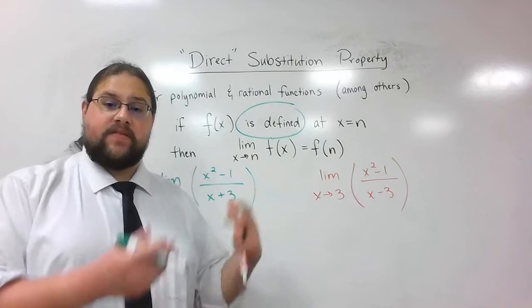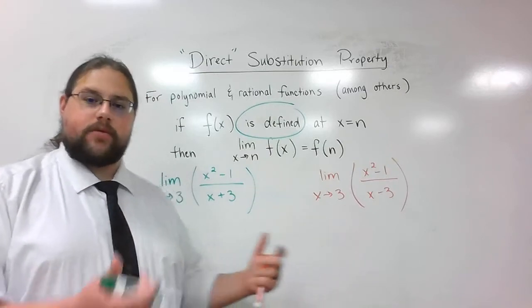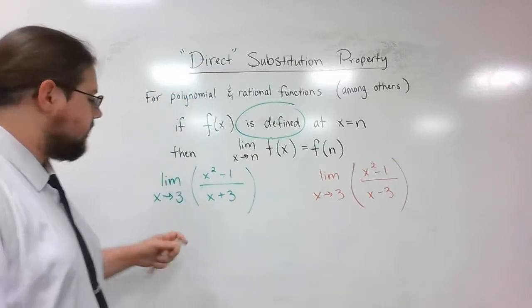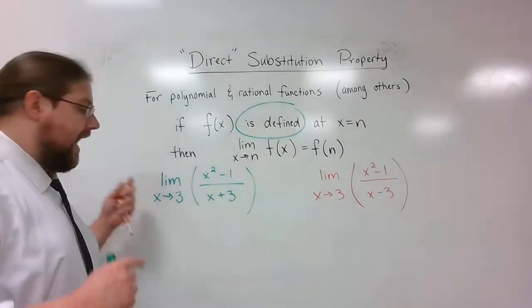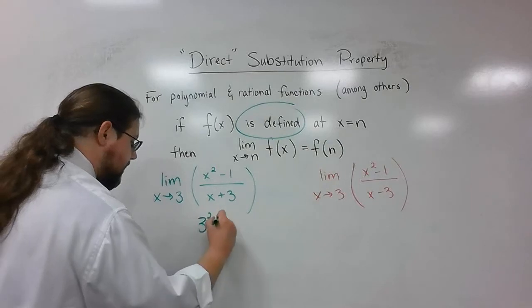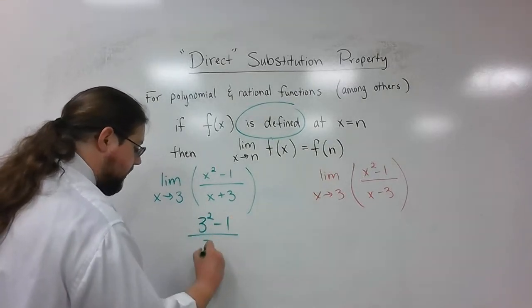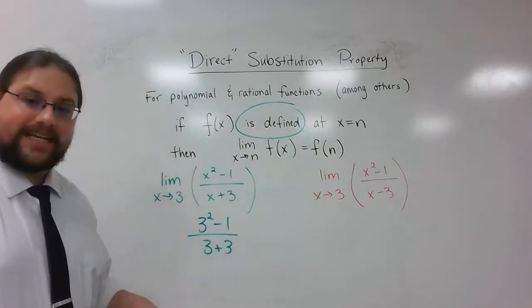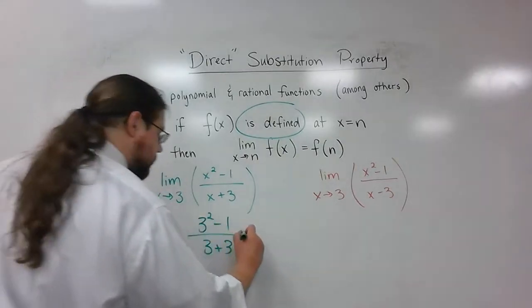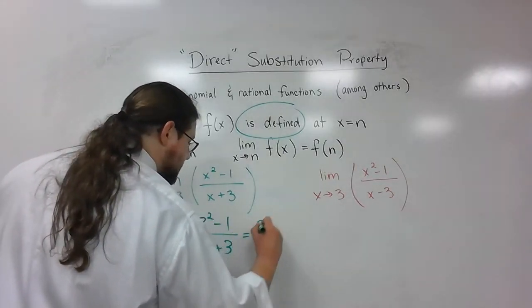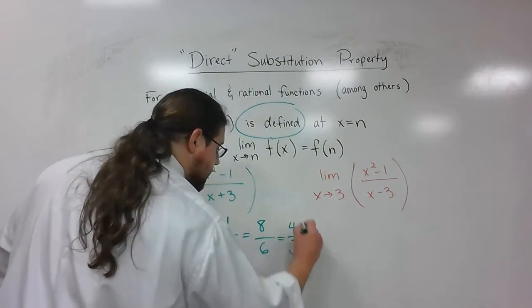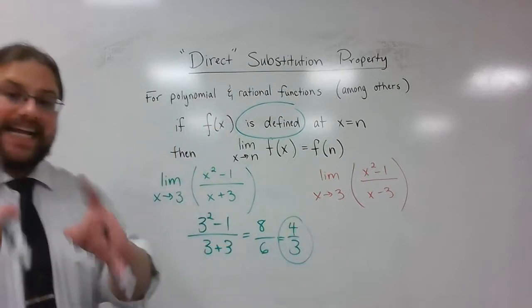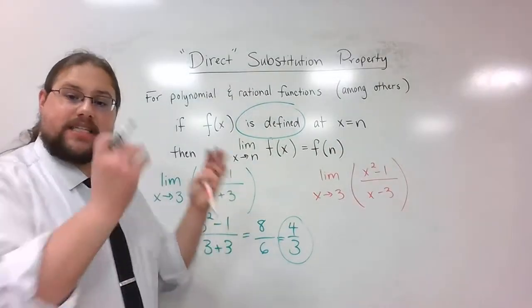So here's what I've done. I've given you an example and a counterexample. Example in green, counterexample in red. So in this green example, I can plug in 3. I can literally do 3 squared minus 1 over 3 plus 3. I'm not going to necessarily get a nice number. It's going to be a fraction. 3 squared is 9 minus 1 makes 8 over 3 plus 3, which is 6, which simplifies to 4/3. But it works. That's the thing. That's what makes this process wonderful.